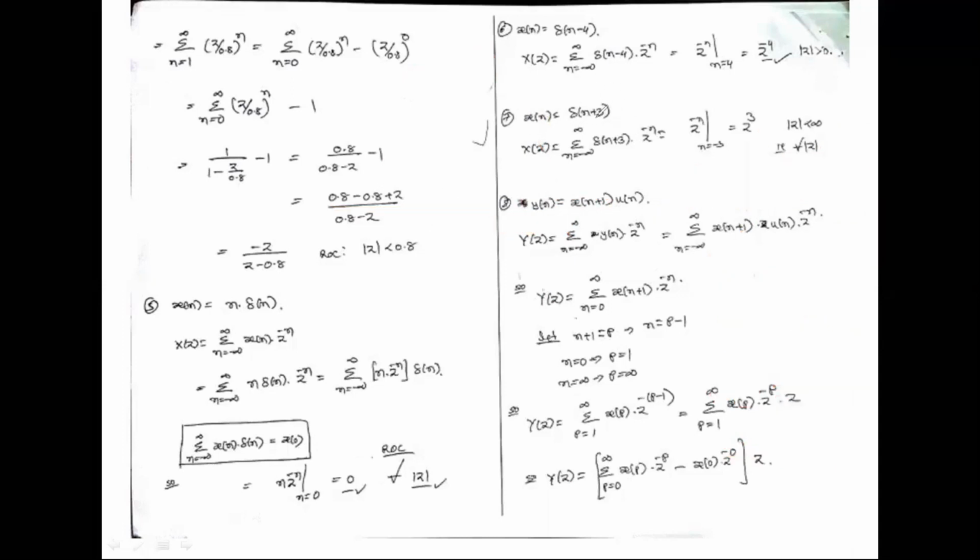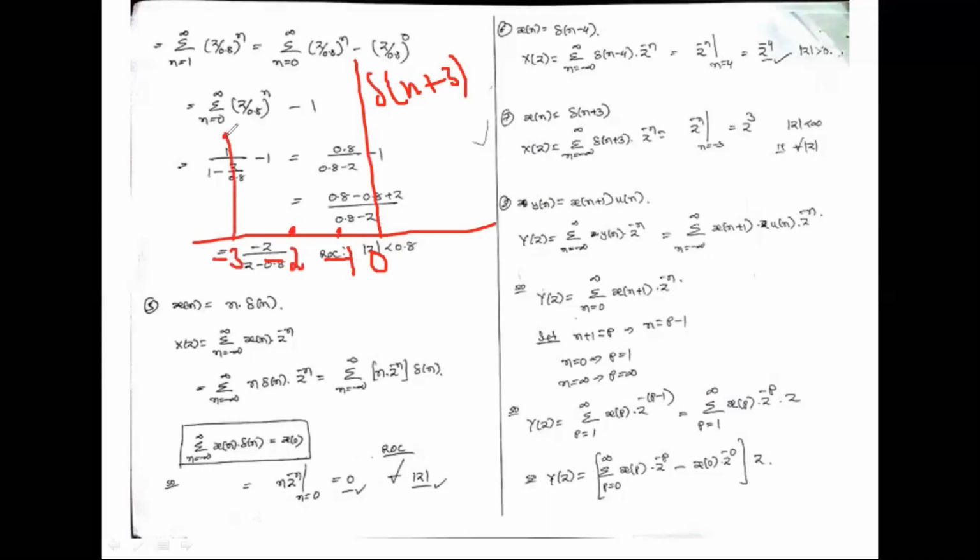Similarly, the delta of n plus 3. Delta of n plus 3, n plus 3 means at n is equal to minus 3, towards the left side. You can see the delta of n plus 3, plus means advanced function. Minus 1 is 0, minus 2 is also 0, and minus 3, the value is 1, because it is shifted towards the left side by 3 samples.